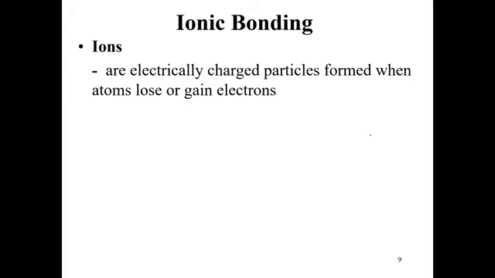Ionic bonding is the bonding of ions. What are ions? Ions are electrically charged particles formed when atoms lose or gain electrons. These are atoms that are positively or negatively charged. How does this occur? This usually occurs when the atom loses an electron or gains an electron.